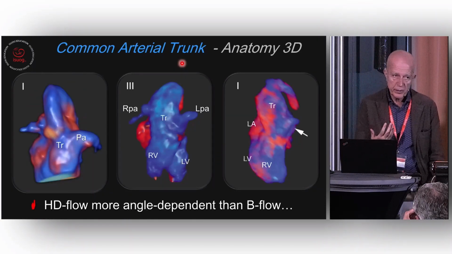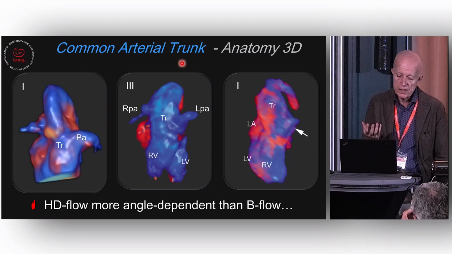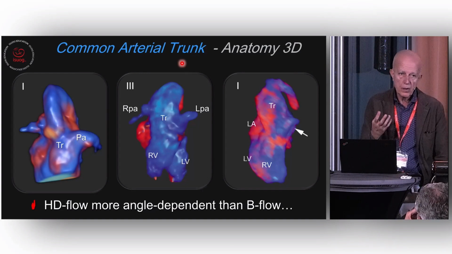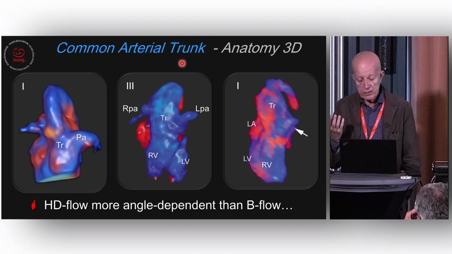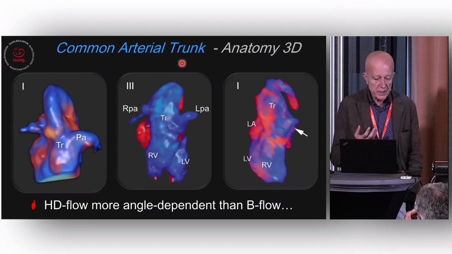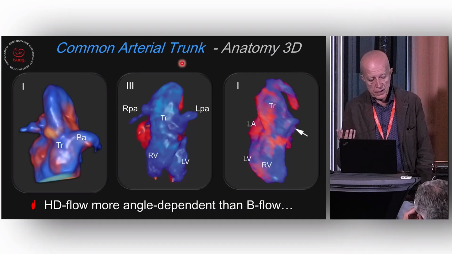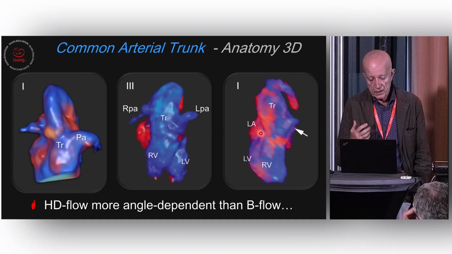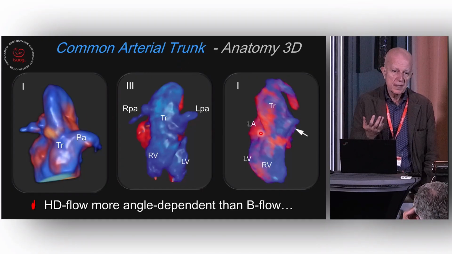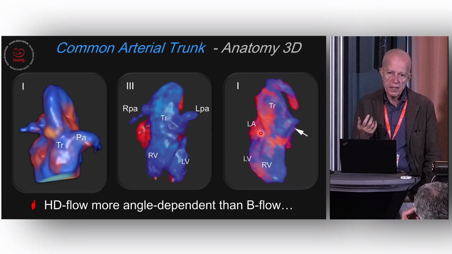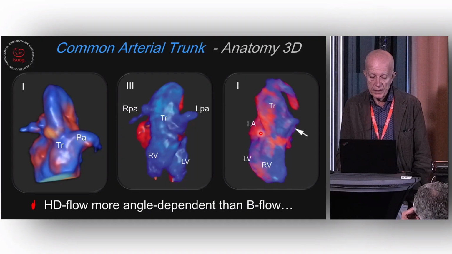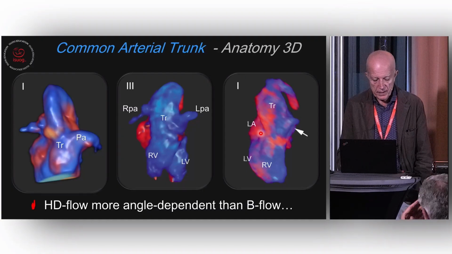Nowadays, what we are left with to reproduce this cast is the HD flow, or high definition, high resolution power Doppler, which is helpful and nice to see, as you see here from these three examples, but doesn't help us so much as we had the impression that B-flow was helping us in the past.